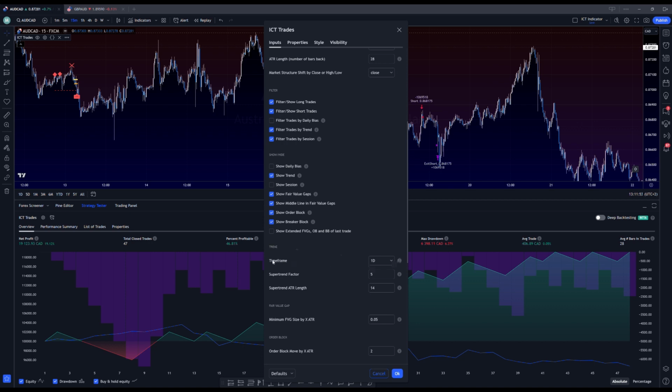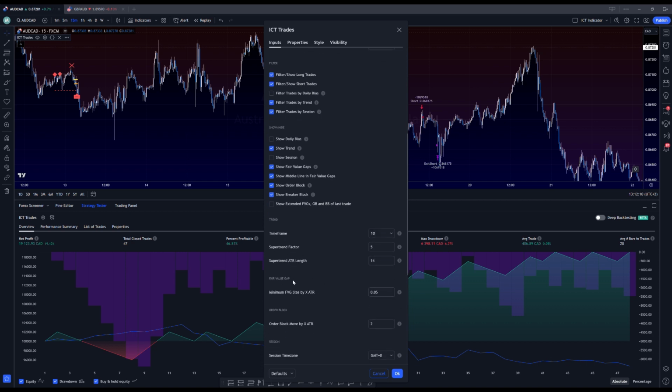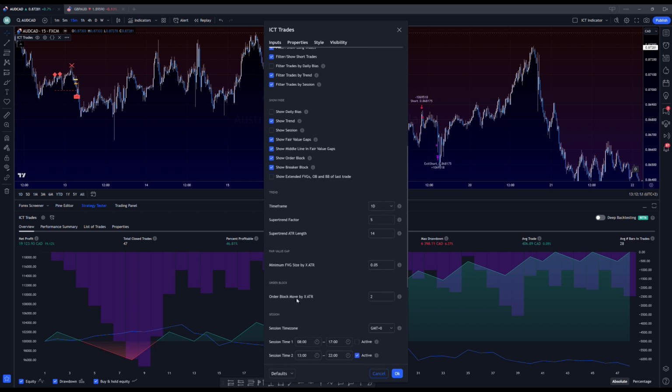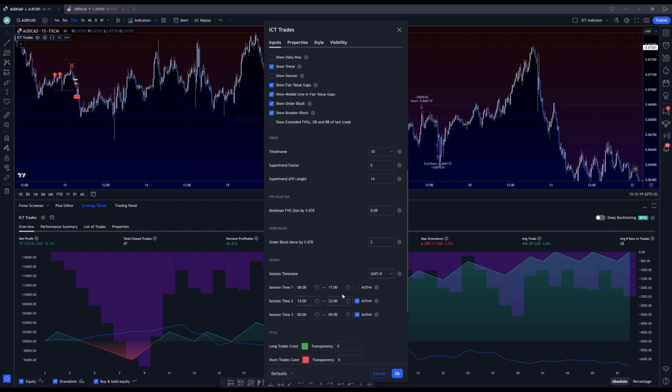You can customize the trend. This is a multi-time frame trend. So we are on the 15-minute time frame on the AUD CAD, but our trend is from the daily time frame. The trend is based on super trend, so you can change super trend factor and super trend ATR length. You can also change the minimum fair value gap size, and minimum order block move, which is 2.